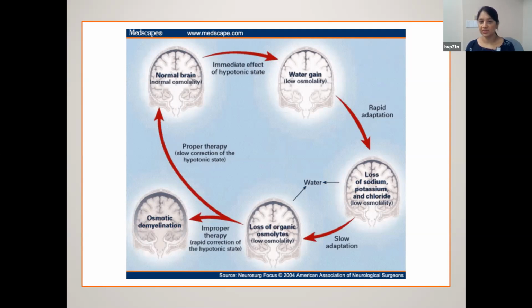So what happens is the brain cell will gain water, and your brain will, as part of that rapid adaptation, lose the salt: sodium, potassium, and chloride. And then as part of the slower adaptation, you basically lose the organic osmolytes in the brain. That's how the brain will maintain that osmolality.